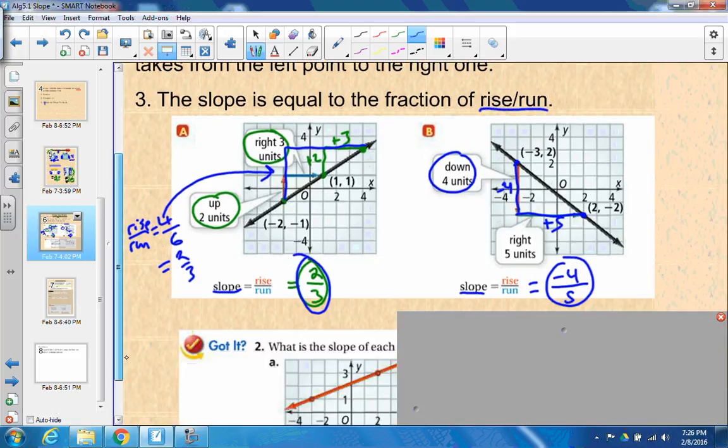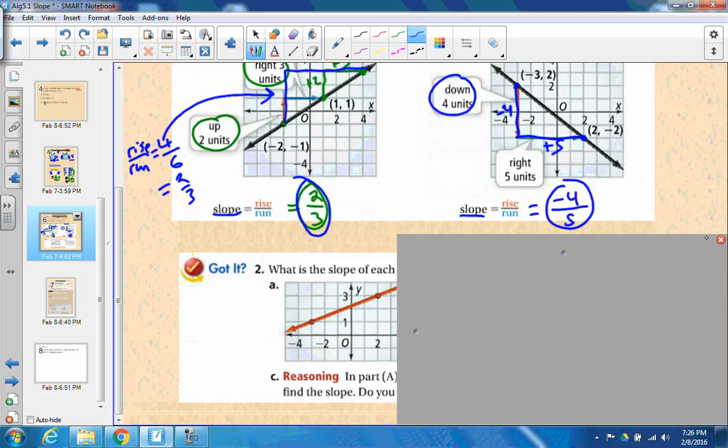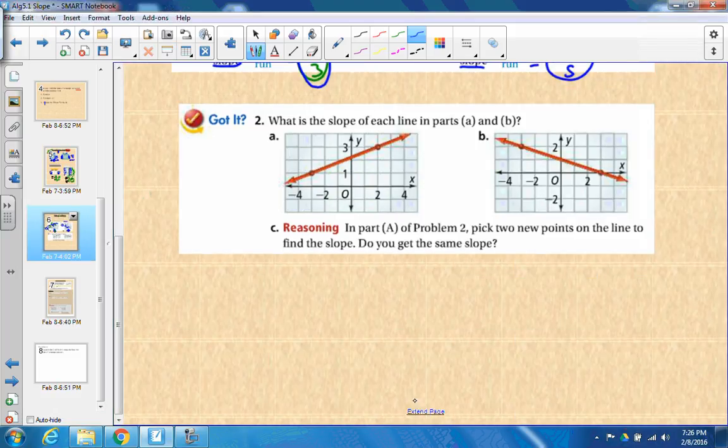Why don't you try that? I have 2 here for you. Just try A and B on your own. Try to find the rise and the run. And there's actually 2 points given to you on each of those as well to use for your slope. All right, try those on your own now.